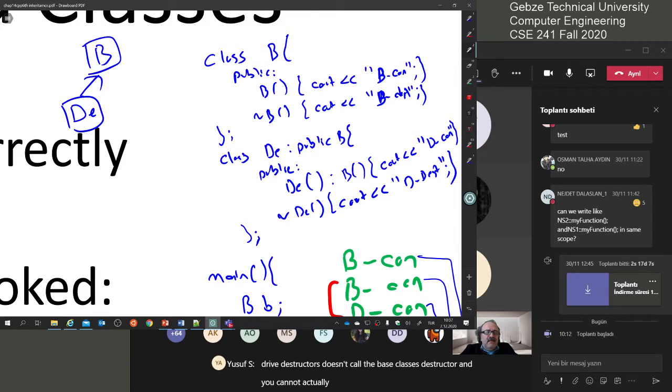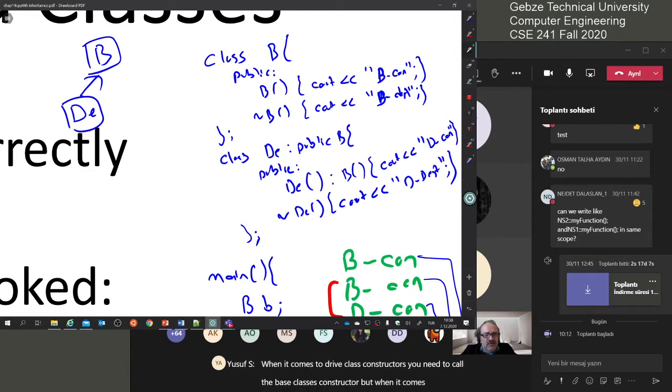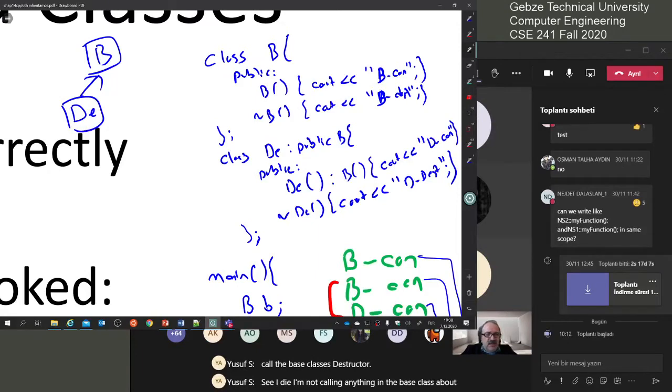And I'm simply asking, why is this so? Constructors and destructors are similar. When it comes to derived class constructors, you need to call the base class's constructor. But when it comes to derived class destructors, this is not the same. We say that you cannot call the base class's destructor and you should not call the base class's destructor. See, I am not calling anything in the base class about the destructors. Calling order is automatic.